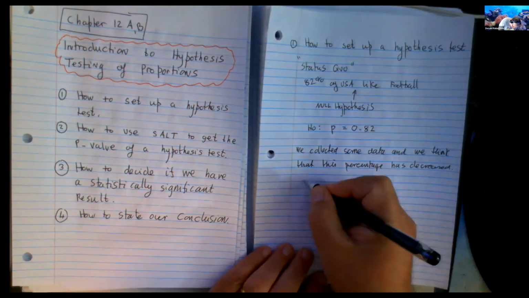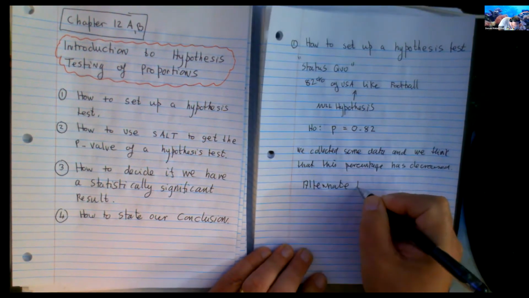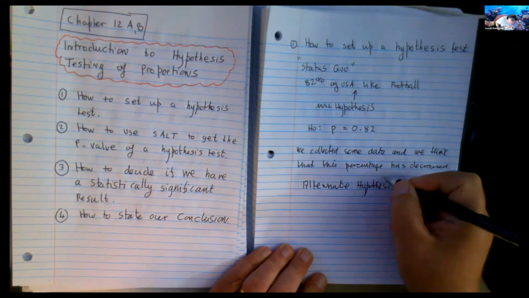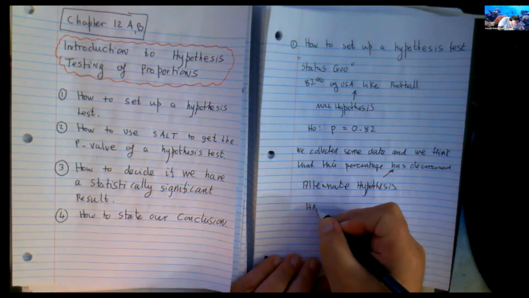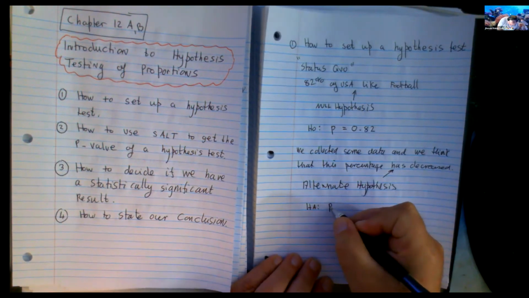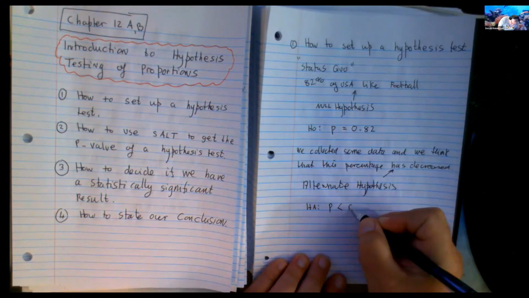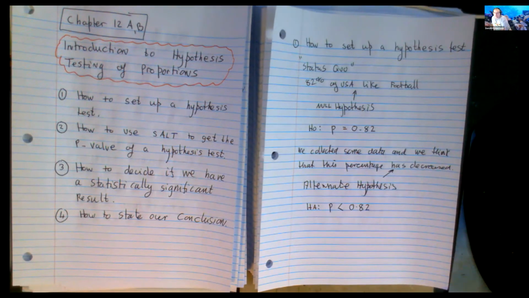Now, the alternate hypothesis in this case is we think it's decreased. And the alternate hypothesis is, in this case, P, the population who like watching football, is now less than it used to be. And that is the start of a hypothesis test. You set up the null and alternate hypothesis based on what the story tells you.